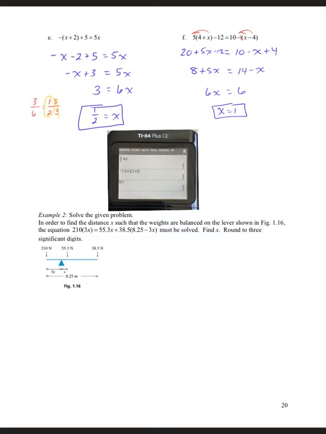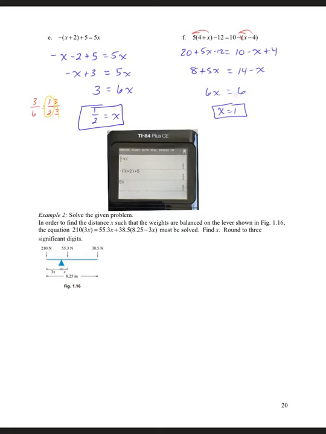In letter F, first thing we have to do is distribute the 5. Then over here we have to distribute the negative 1. And then combine like terms on both sides. And then we have to move our x's first. I always move the smaller, so we add an x, which gives us 6x. And then we have to subtract an 8, which gives us 6. 6 divided by 6 is 1.